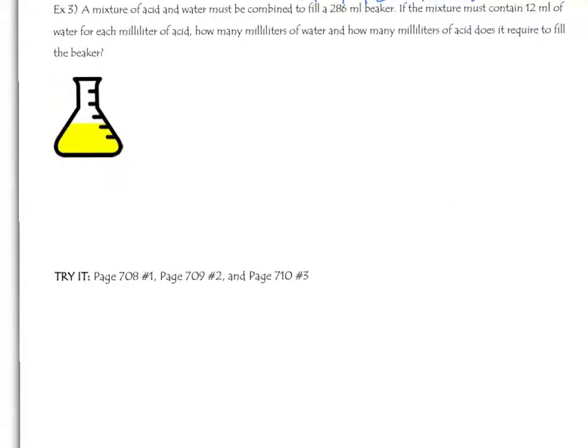Okay, there are a lot of medical professional students in class, so this question will be right up your future alley. We have a mixture of acid and water that must be combined, and the total mixture will be 286 milliliters. If the mixture must contain 12 milliliters of water for every milliliter of acid, how many milliliters of water and how many milliliters of acid does it take to fill the beaker?